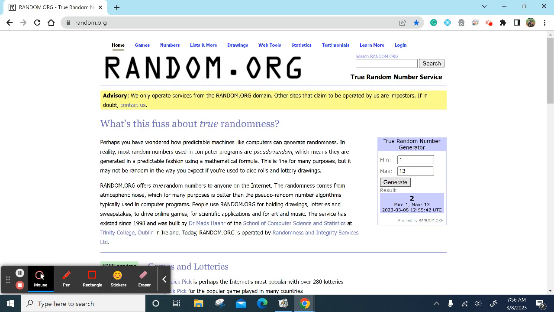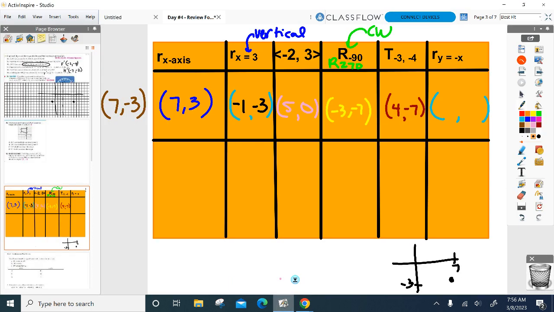Four. Flip the coordinates and... Go ahead. 3, -7. Flip the coordinates and change their sign. Flip coordinates and change their sign. Good, everyone. Good.